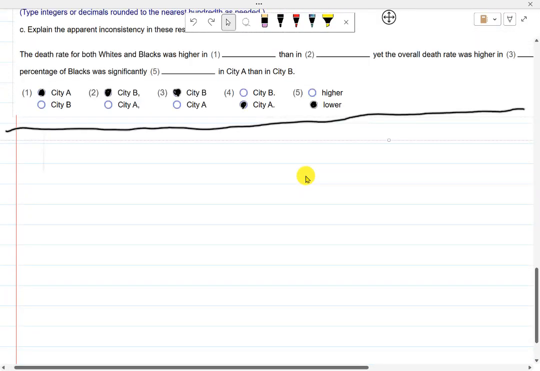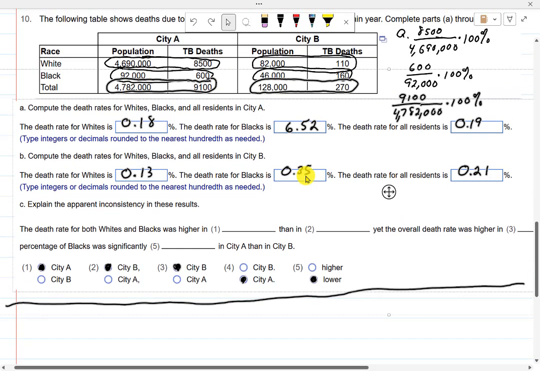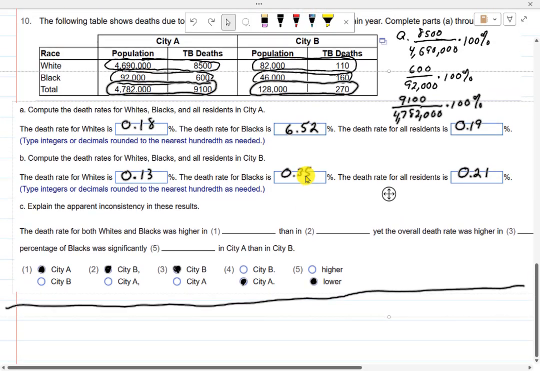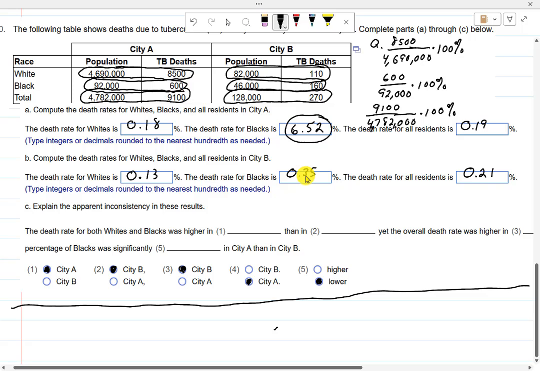I just discovered a mistake that I had made in this problem. It is in here. My decimal was off. Let me recheck that number. Let me bring my calculator back up. I'm looking at this one right here. I think I'm off by a factor of 10, so let me check it out.